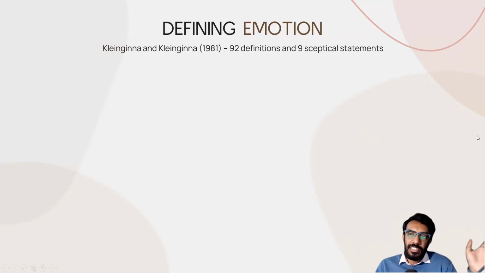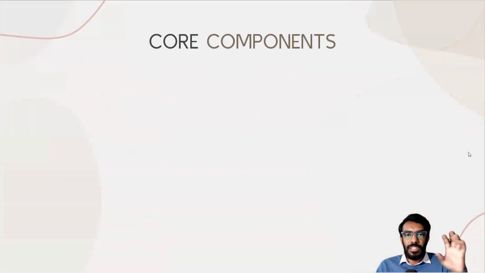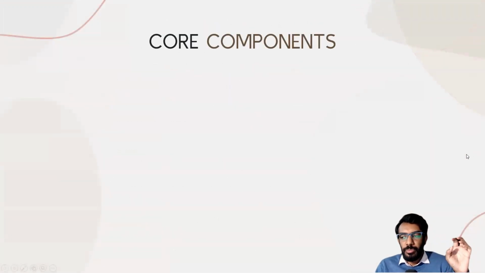Then they tried to categorize this into 11 categories: affective definitions, cognitive definitions, external stimuli definitions, physiological definitions. I've just put it on screen to give you an idea, but you don't need to remember this, please don't worry, unless you want to, of course. What emerged from this paper is that we decided certain core components of emotion based on what all these people are saying.